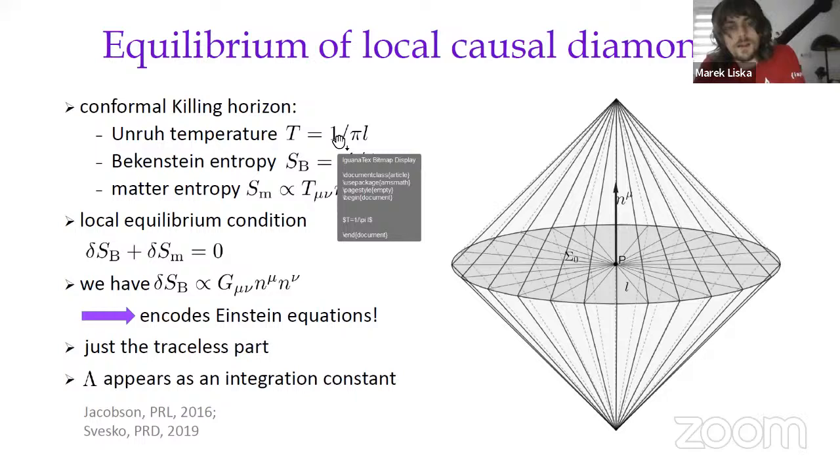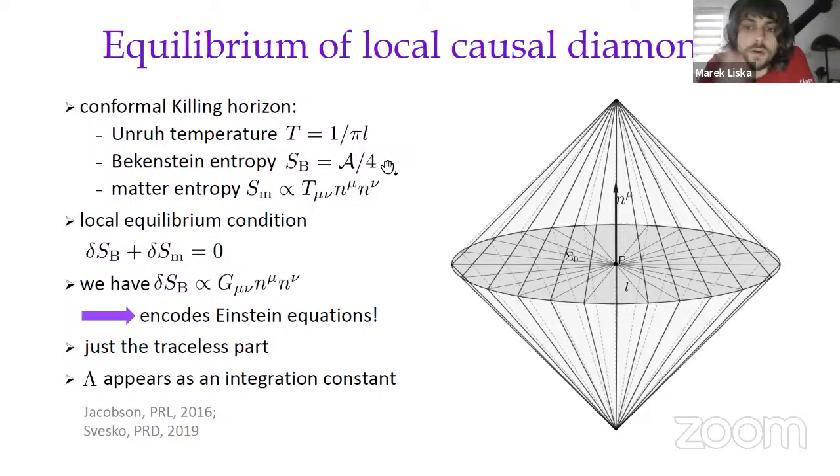Second, by applying any technique for calculating the entropy, either entanglement entropy methods like replica calculations or Euclidean path integral techniques or even Wald entropy and covariant phase space formalism, you will find that this diamond possesses entropy which is proportional to the area of the horizon. And in fact, you can fix the proportionality constant so that it's just the well-known Bekenstein entropy, area over 4.